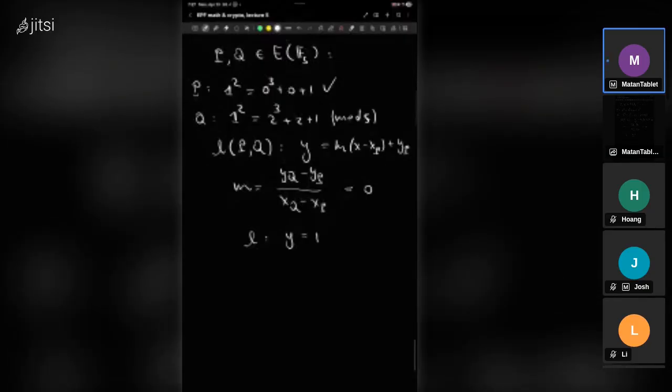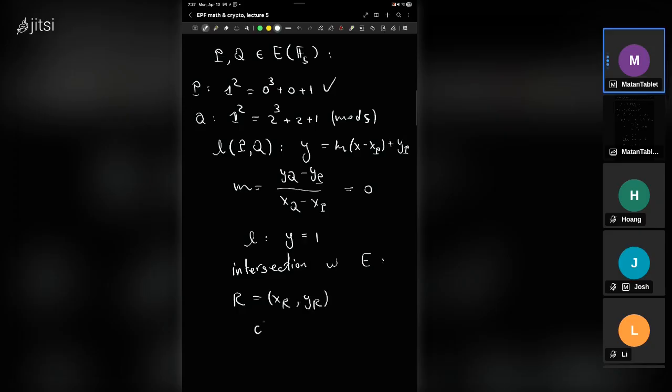Okay, so this is the line we have, and now we need to find the intersection with E. So I substitute y equals 1. So R is (xR, yR), but clearly, since R needs to be on the line, yR needs to be equal to 1. So xR is going to be the solution of the following cubic.